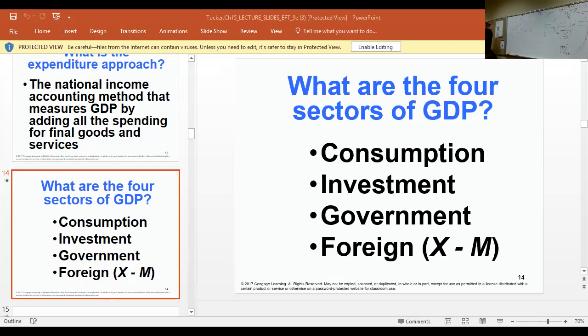GDP is equal to C plus I plus G plus NX. Everybody repeat it back to me. GDP is equal to C plus I plus G plus NX. Okay, you've got to remember that equation.